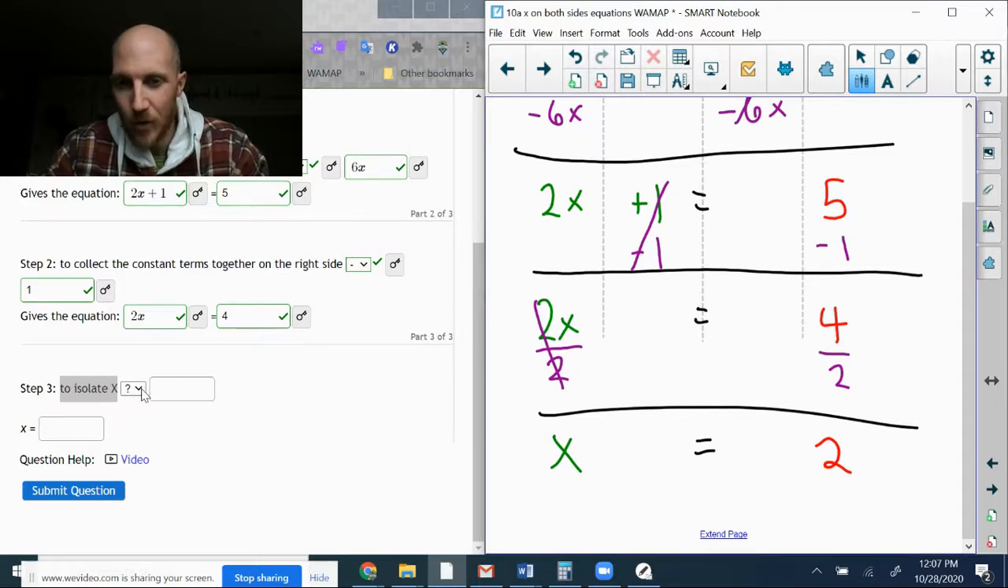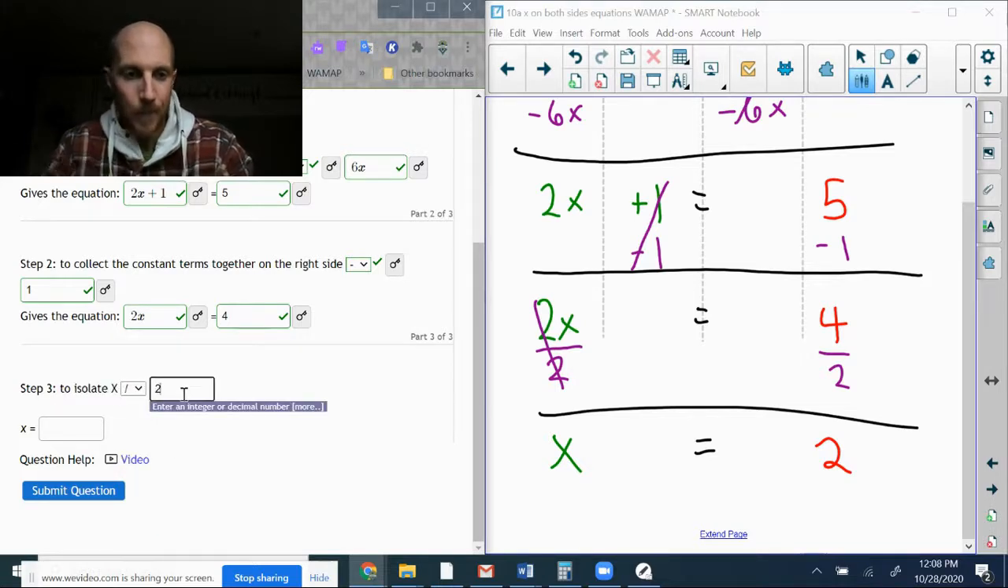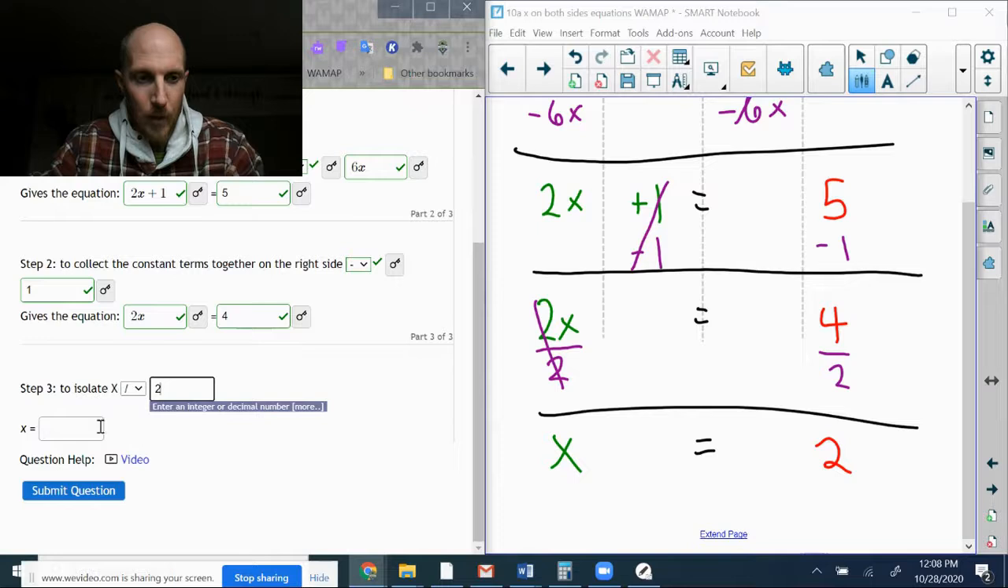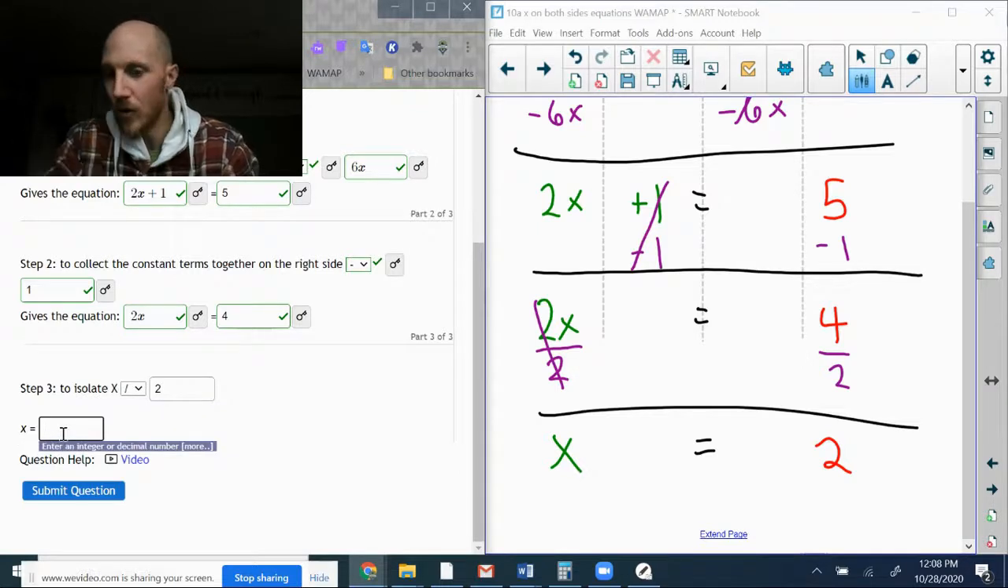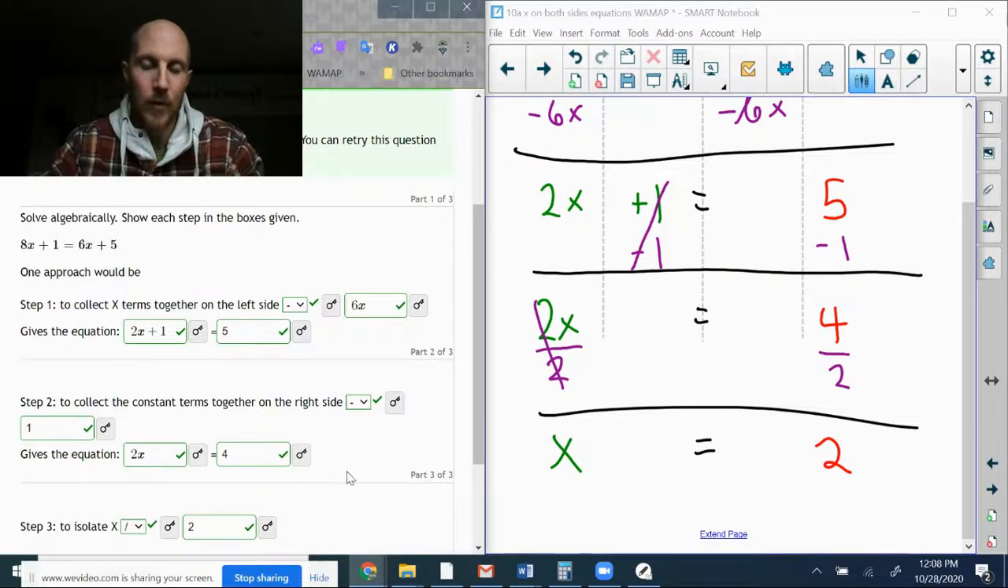What was the step I just took? I divided by 2. So my options here are multiply, the little star is multiply, and the slashy thing, that's divide. I divided. What did I divide by? 2. So there's my divide by 2. And the result was x equals, my answer that I got was 2. That's my solution. Type the 2 in, hit submit, and I've done this whole problem.